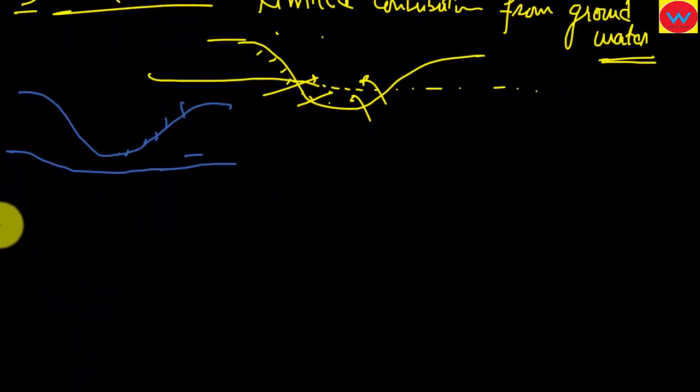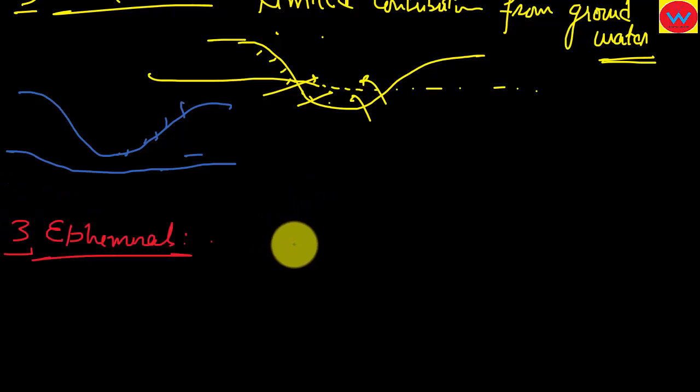Third concept is the ephemeral stream. An ephemeral stream is one which does not have any base flow contribution.